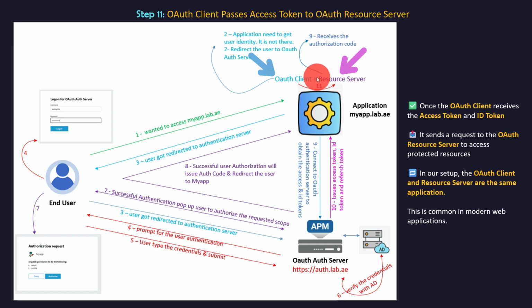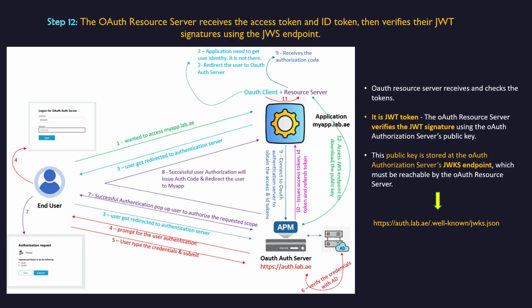Let us see this in detail. Once the OAuth client receives the access token and ID token, it sends a request to the OAuth Resource Server to access protected resources. This request includes the access token. In our setup, the OAuth Client and the OAuth Resource Server are the same application. This is common in modern web applications. In step 12, the OAuth Resource Server receives the access token. Then it verifies the JWT signatures using the OAuth Authorization Server JWKS endpoint.